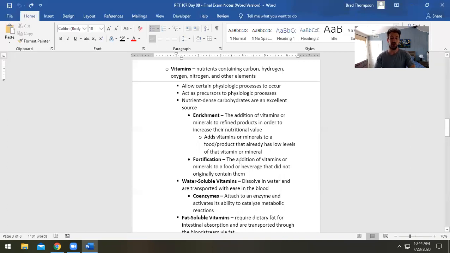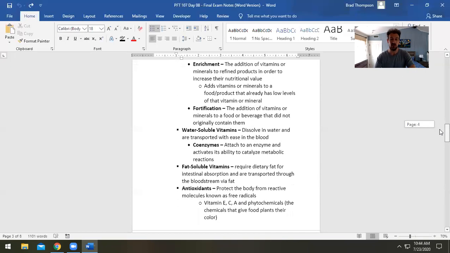So how do we ensure that we're getting nutrient-dense carbohydrate options? Well, trying to consume whole foods is the best way to do this, consuming foods that are packed full of these nutrients. However, we will find in certain foods, we will actually add certain nutrients to them to increase their nutritional quality. And this is where you see these two terms, enrichment and fortification.